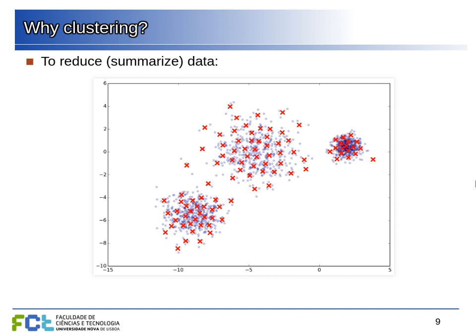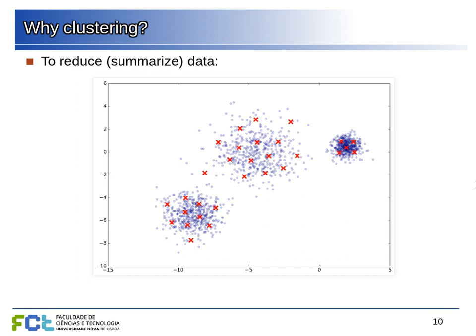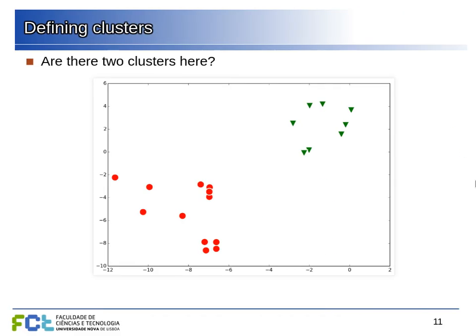So here is an example. There are these clouds of points in blue here, but we can summarize this, reduce the data by representing them with these red crosses, with these prototypes, and we still keep the same overall shape of the data. And we can control how much we reduce the data, so we can use more prototypes or fewer prototypes.